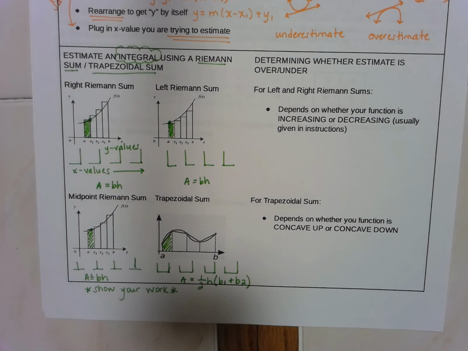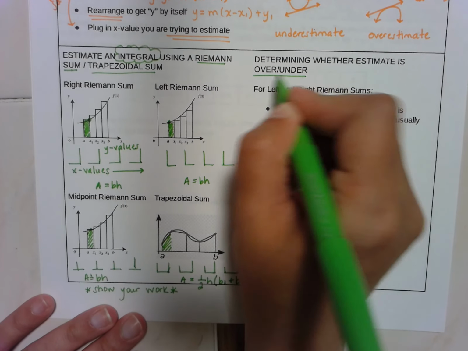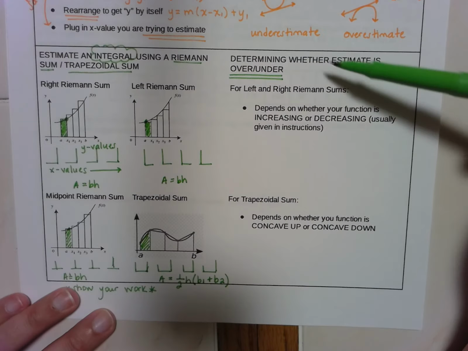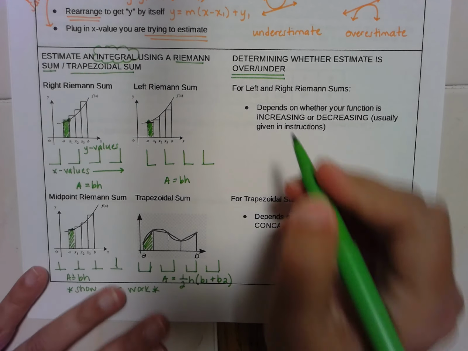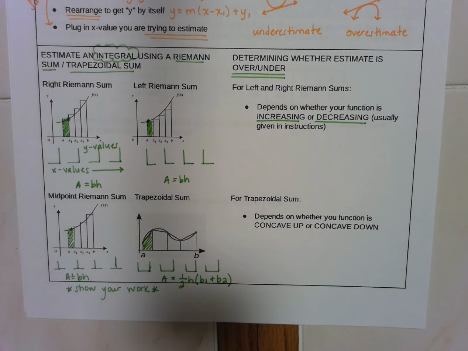Now, once we've determined our estimate using a Riemann sum, we are often asked to determine whether that estimate is an over or an underestimate, just like we were asked to determine whether our tangent lines gave us over or under estimates for function values. Here, we're asked to determine whether our integrals are giving us over or under estimates when we use a Riemann sum. For left and right Riemann sum, whether you have an over or underestimate really depends on whether your function is increasing or decreasing. And this is information that you can usually find in the instructions to the question.